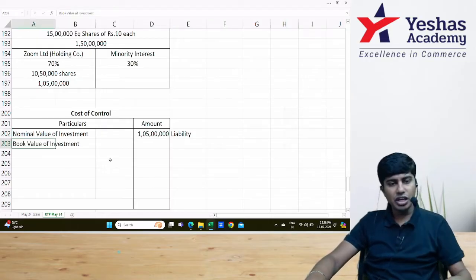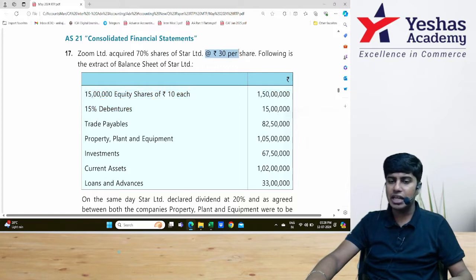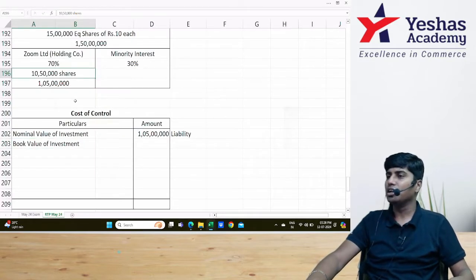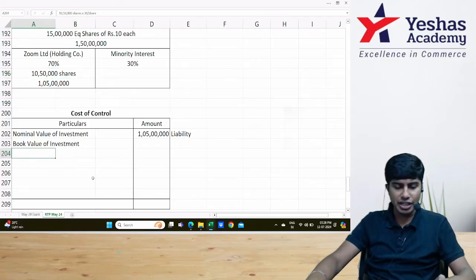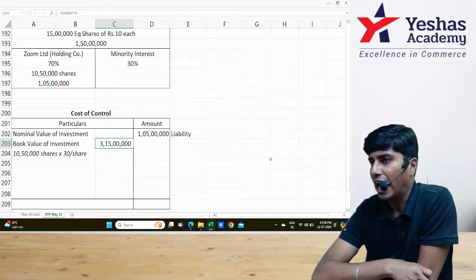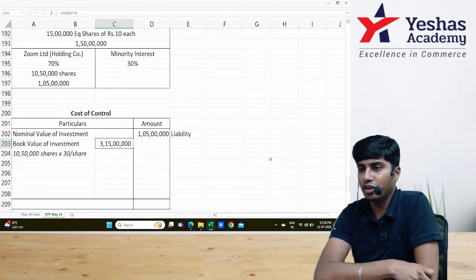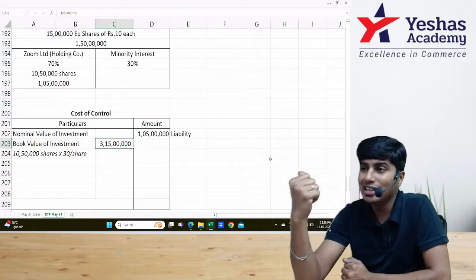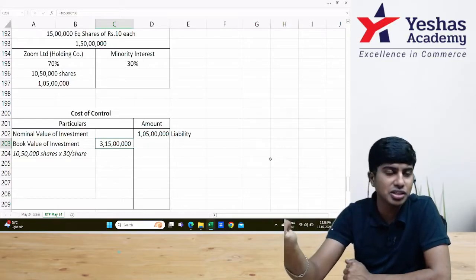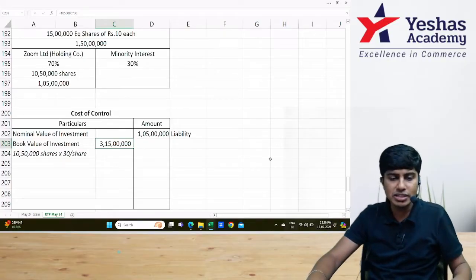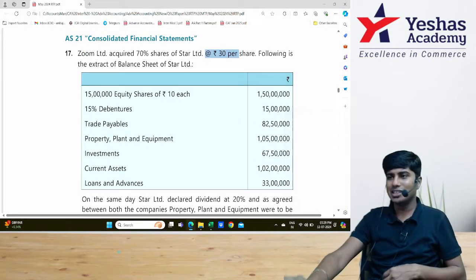Very simple. We purchased each share at rupees 30. Now we know that the number of shares that I purchased is 10 lakh 50,000. 10 lakh 50,000 shares into 30 rupees per share, I will get 3 crore 15 lakhs to be my book value of investment. I'm writing this in the inner column because I need to adjust this with the reserves, which are pre-acquisition in nature, to the extent it is holding company's share. Understood? What's after this? They've given debentures, ignore.